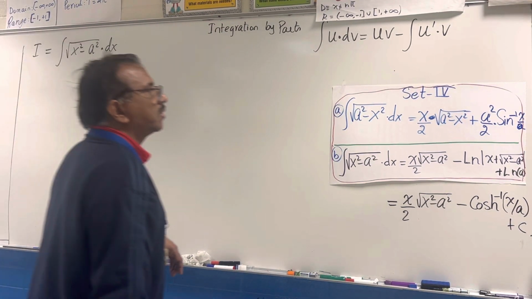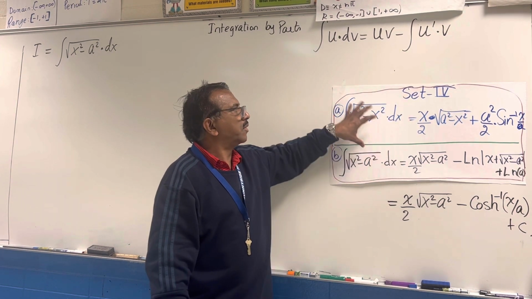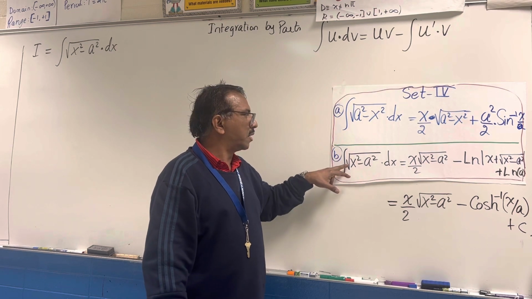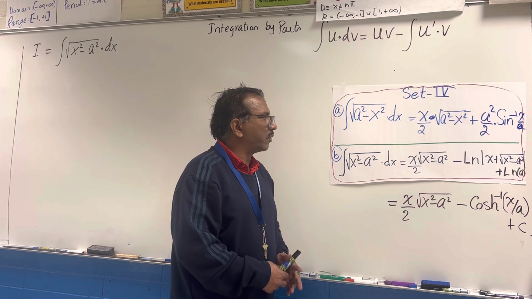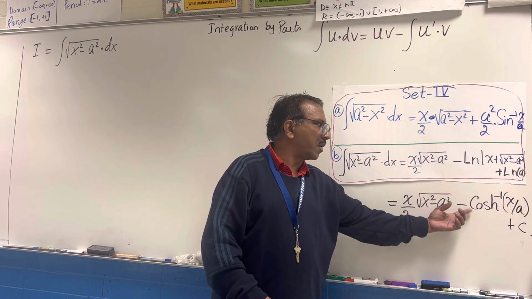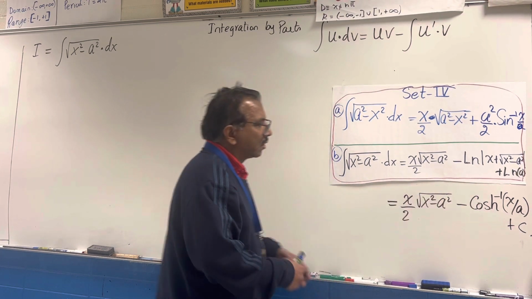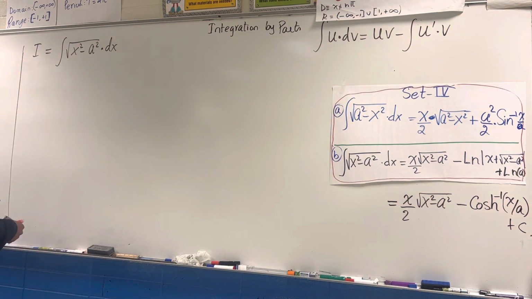Okay, students, last time what I did was I finished set 4 on the first one. But today I want to do the b, that is the integral of square root of x squared minus a squared. And we want to show why it is this form, and also you can write it in the form of hyperbolic cosine inverse. So let me use integration by parts.